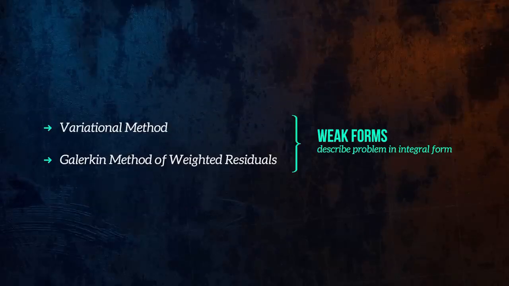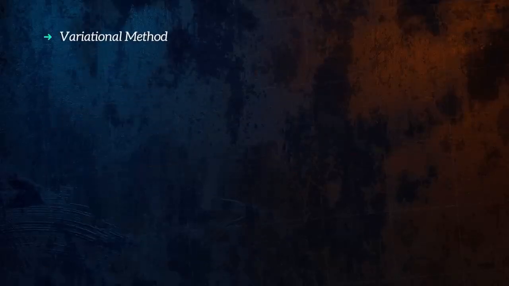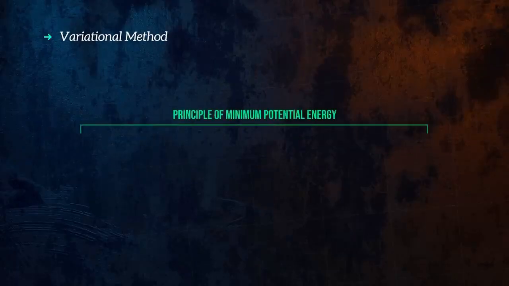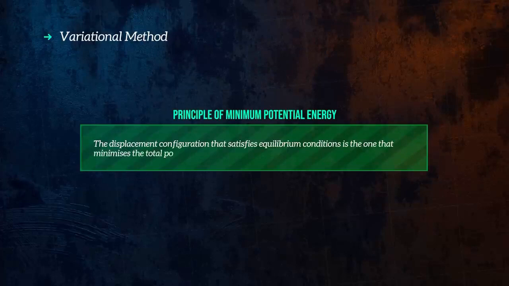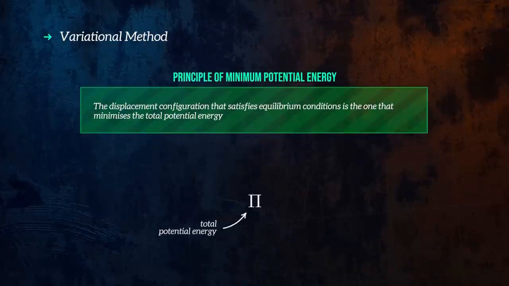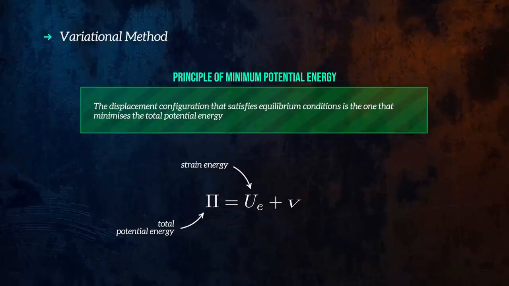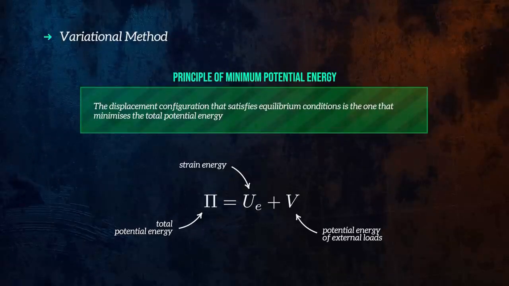The first of the weak form methods is based on variational principles. One such principle commonly used for structural mechanics problems is the principle of minimum potential energy. It states that the displacement configuration that satisfies equilibrium conditions is the one that minimizes the total potential energy, where the potential energy is the sum of the strain energy and the potential energy of the external loads. By applying a mathematical technique called the calculus of variations to minimize the total potential energy, we can obtain an approximate solution to the equilibrium equations.